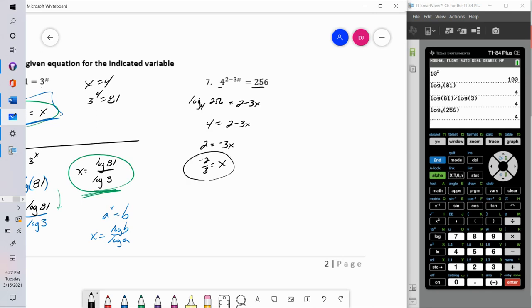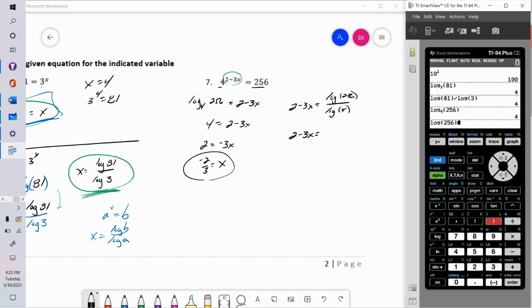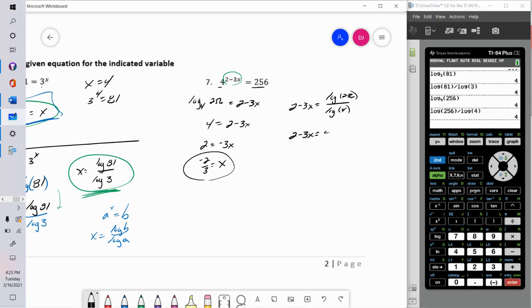So there's an option. The option that I would use would tell me, like I said before, that this exponent, 2 minus 3x, will equal the log of 256 divided by the log of 4, which again is 4. And then I have the same algebraic steps. Subtract 2 from both sides, divide both sides by the negative 3. So either method of solution, quite honestly, I'm perfectly okay with.